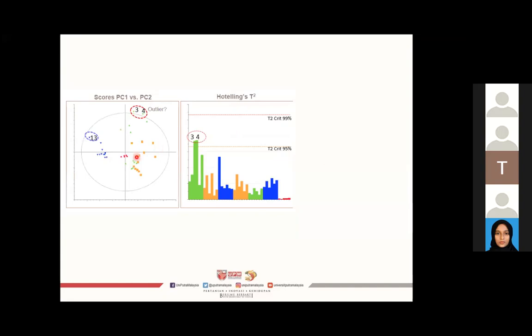For example, this sample is larger than the 99% confidence limit and is a serious outlier. In this example, are samples 3 and 4 outliers? The samples lie just outside the ellipse. The Hotelling's T2 value did not exceed 99%. Another diagnostic tool to determine the seriousness of an outlier is called DModX.